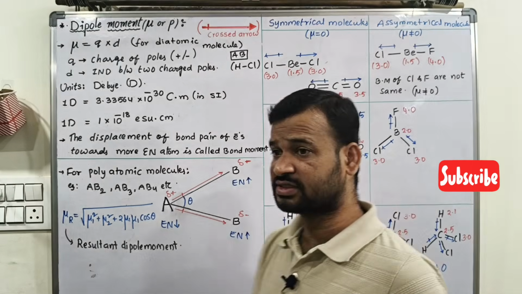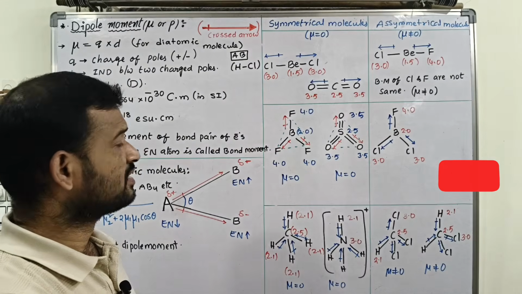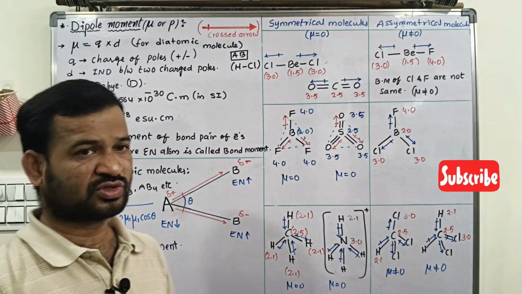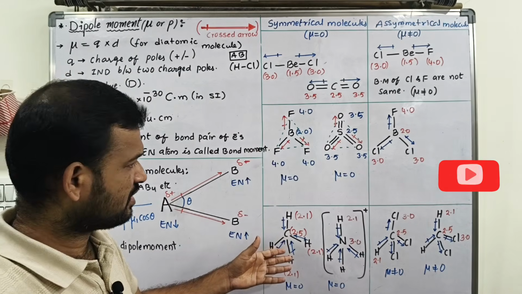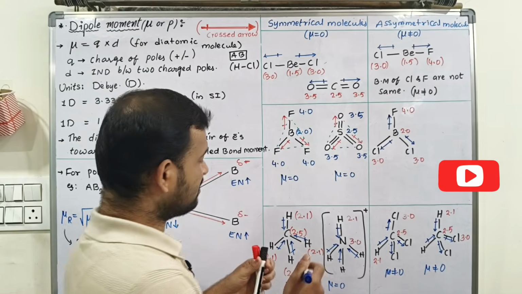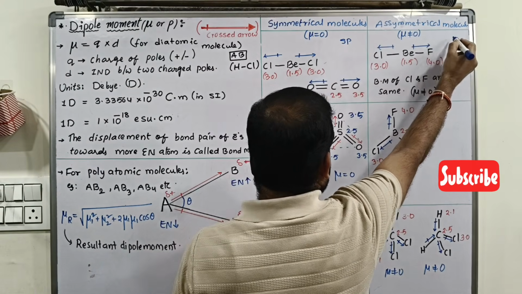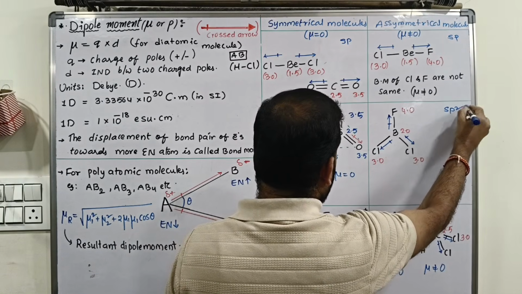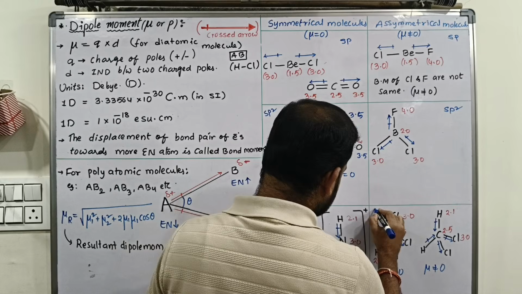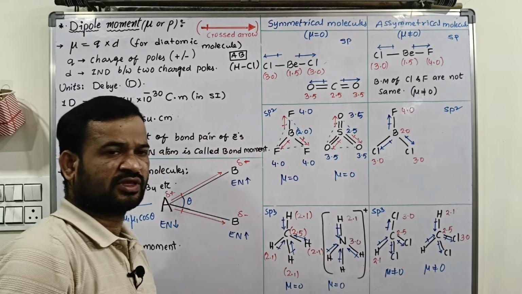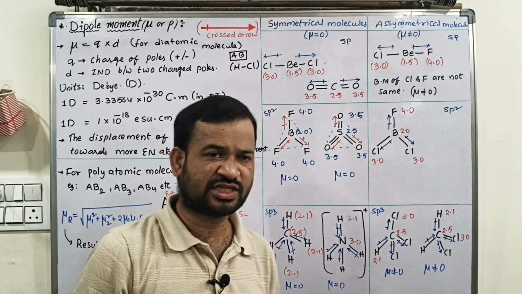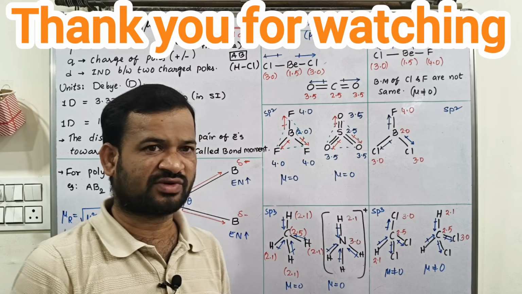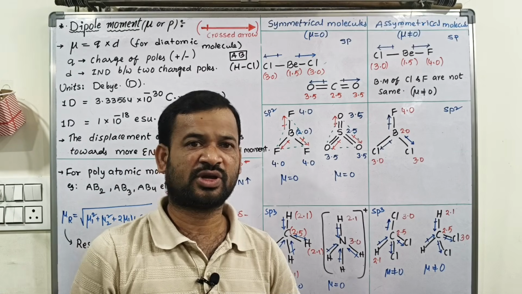So this is the difference between the dipole moment of symmetrical molecules and asymmetrical molecules. In the next class we will see some more examples. Here we learned sp hybridization, sp2 hybridization, and sp3 hybridization. In the next class we will discuss the molecules which belong to sp3d, sp3d2, sp3d3, and some exceptions. In the next class I will try to complete this topic. I hope you understood. Thank you.